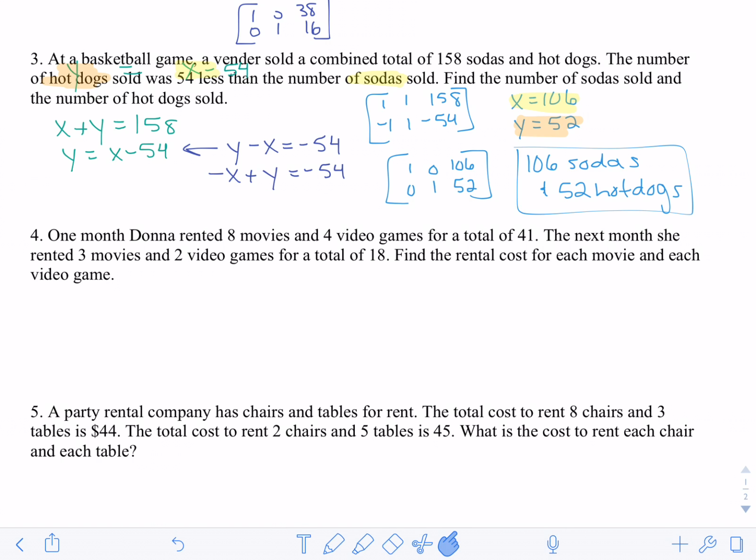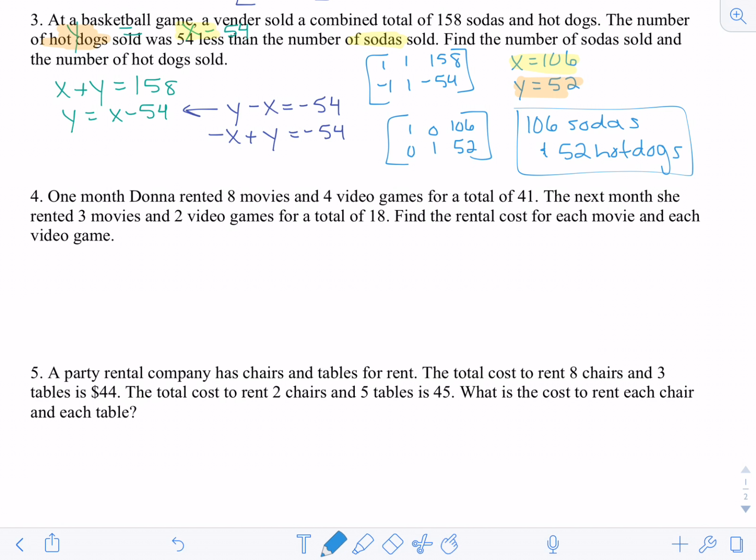Okay, we got two more. One month, Donna rented 8 movies and 4 video games for a total of $41. The next month, she rented 3 movies and 2 video games for a total of $18. Find the rental cost for each movie and each video game. So our two things here are going to be movies and video games. So you just write it like you see in the sentence: 8x plus 4y is equal to 41, and 3x plus 2y is equal to 18.